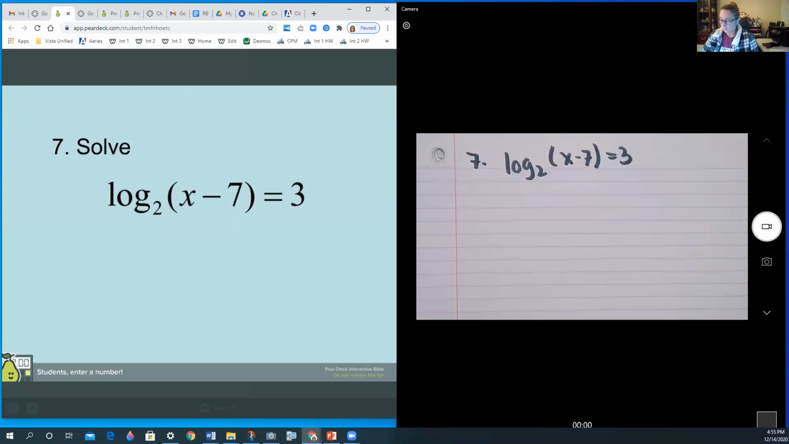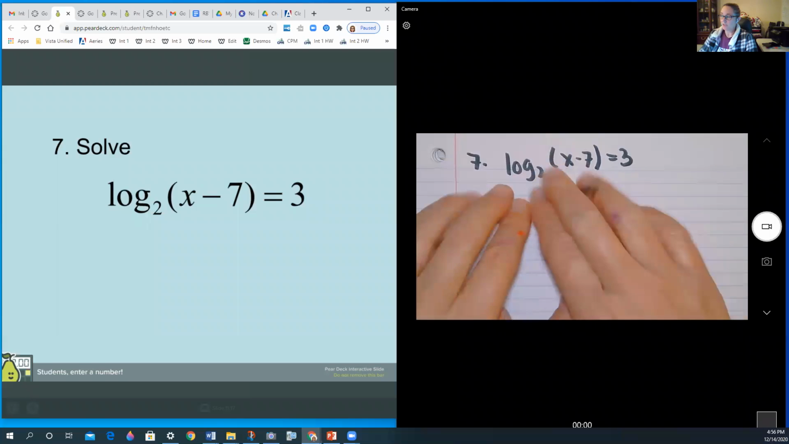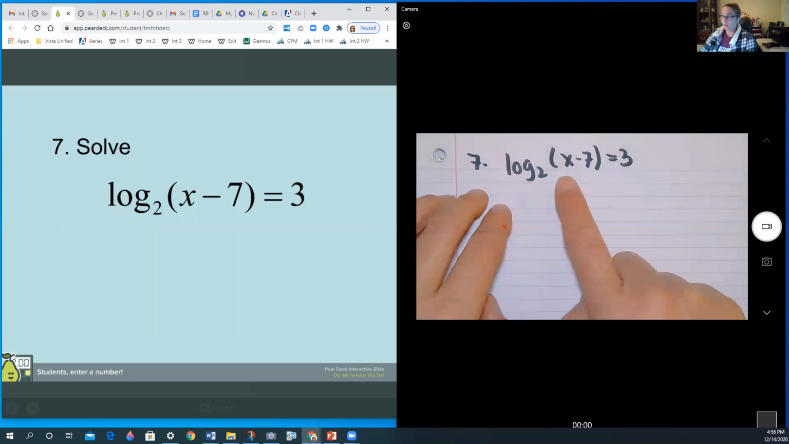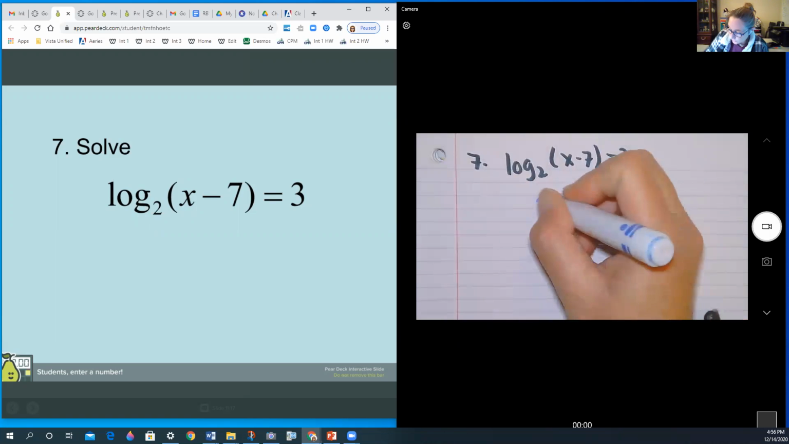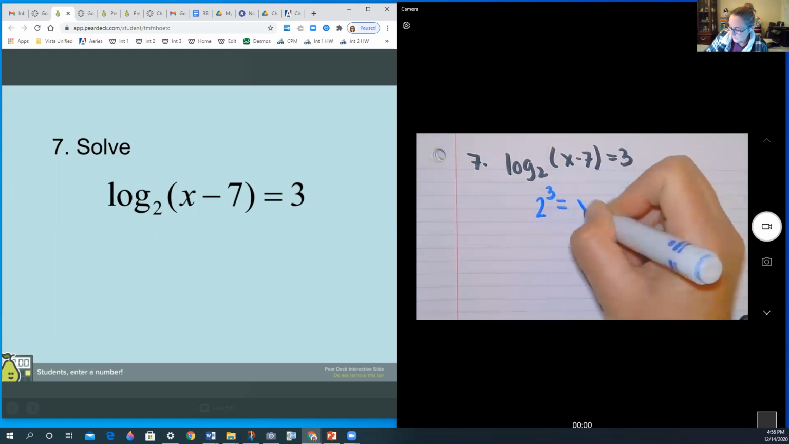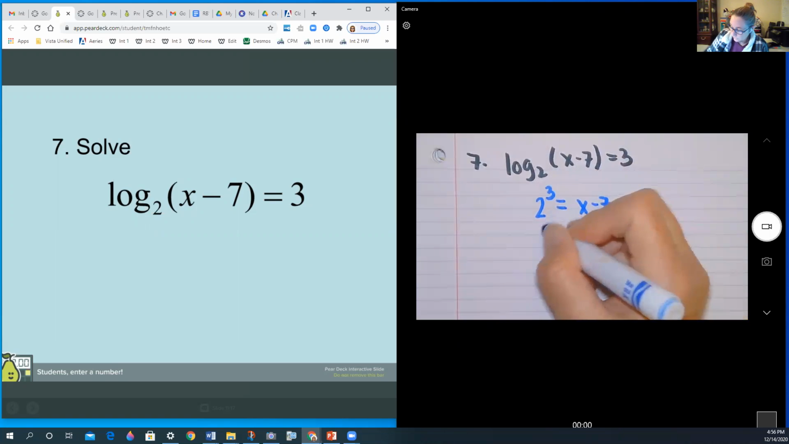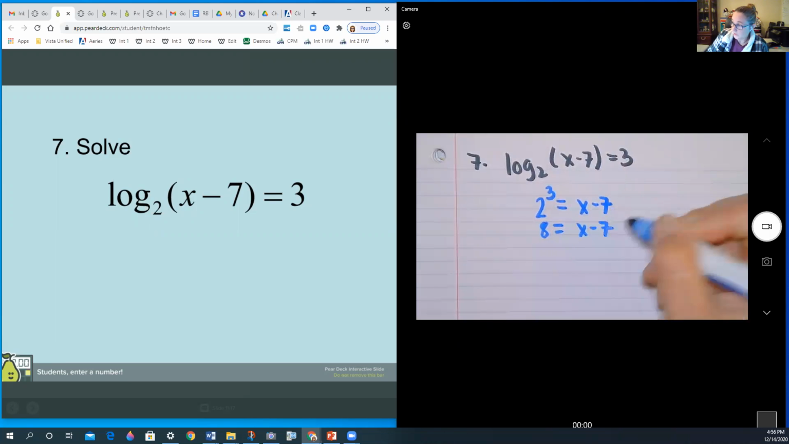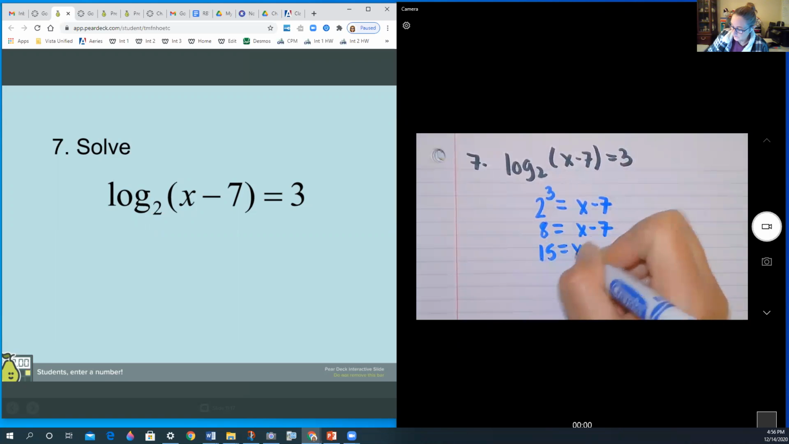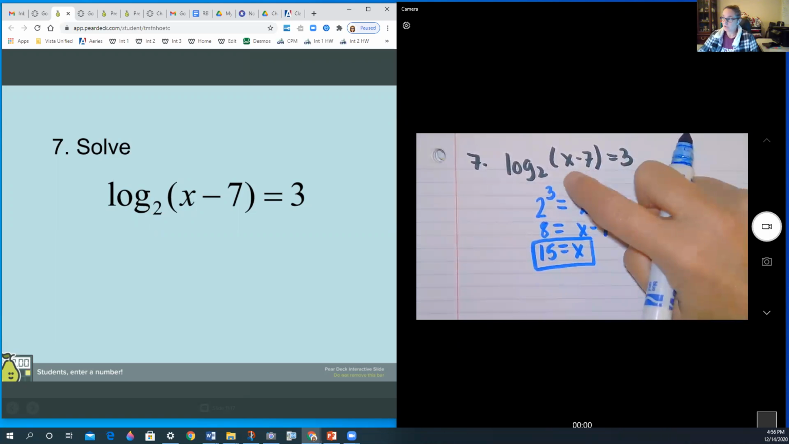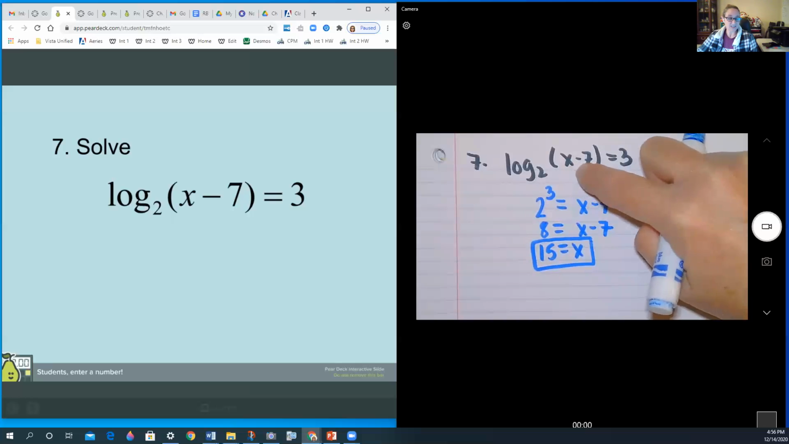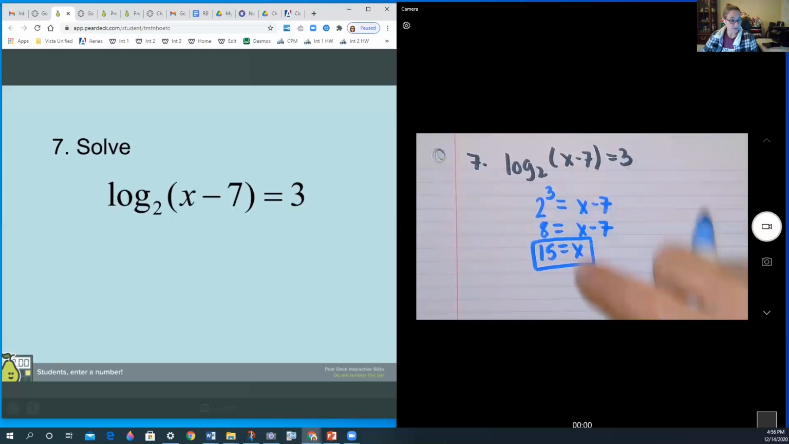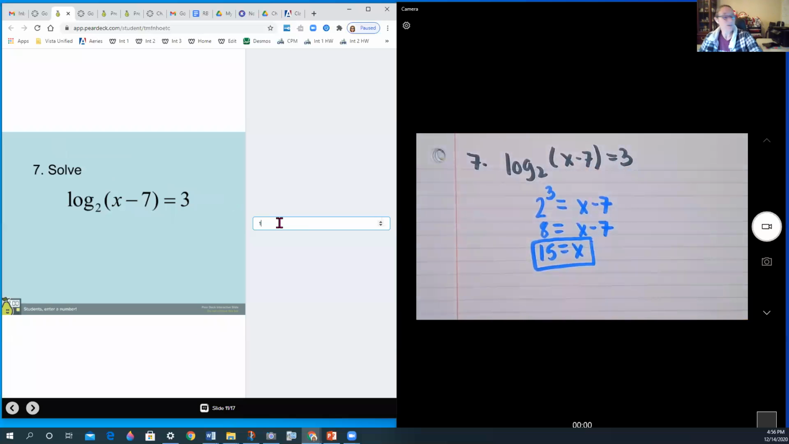So on number 7, when we have a single logarithm on one side, no log on the other side, we want to get this to be a single log, which it is. Then we're going to rewrite it in exponential form. So I'm going to take my base, which is 2, to my power, which is 3, equal x minus 7, and then solve. So 2 to the third is 8 equal x minus 7. I'm going to add 7 to both sides, and I get 15 is equal to x. Now, you always want to check and make sure that when I put in 15, it does not give me 0 or a negative, because I cannot take log of 0 or a negative, but it doesn't. So my answer is 15. So I'll put that in, 15, as my answer.